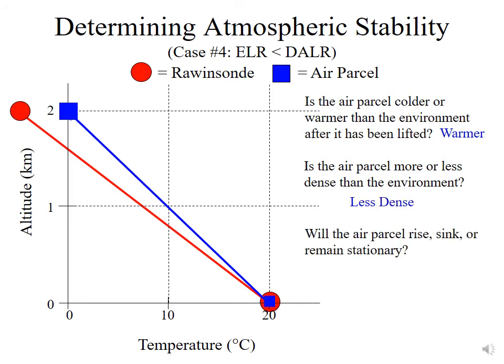Will this air parcel rise, sink, or remain stationary if it's less dense than the environment? It will rise. Is this an example of a stable, unstable, or neutral environment? Well, because any nudge of that air parcel vertically, it's always going to be warmer than the environment. It's going to spontaneously rise and accelerate away from its original location. Therefore, this is going to be an example of an unstable situation.